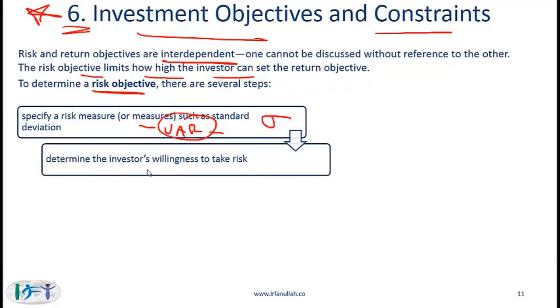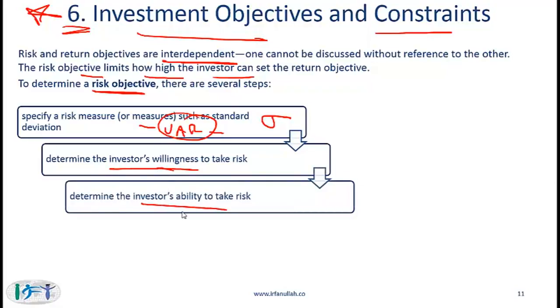Then we need to determine the investor's willingness to take risk. As we've seen at level 1, this is somewhat psychological. Some investors will by nature be more risk-taking, others will be more cautious, and there are ways of doing some psychological tests to figure this out, but we don't need to go into those details. Just recognize that we need to determine the investor's willingness to take risk.